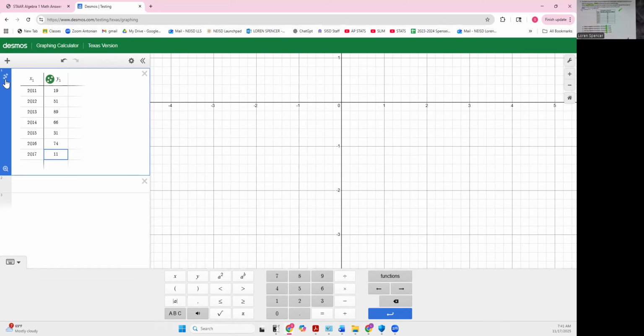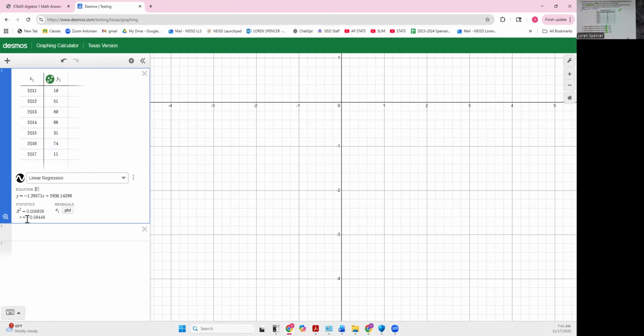We're going to hit the domino button. And we notice we have an R. And our R, that's the correlation. That's what we're looking for, is this R right here. And that correlation is negative 0.09448. So R equals negative 0.09448. Well, that kind of tells me my answer.